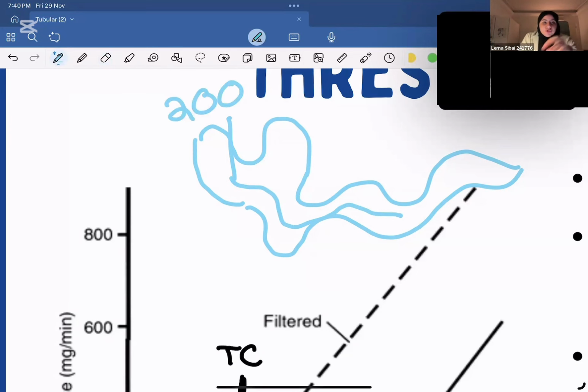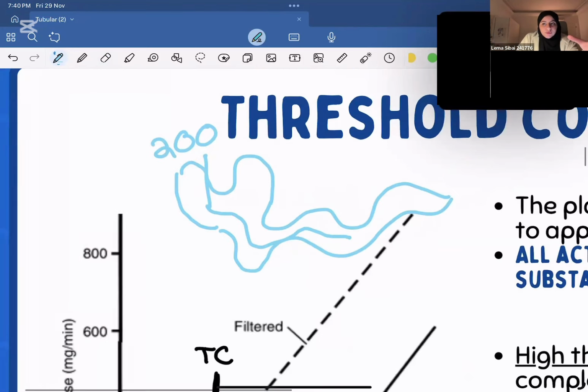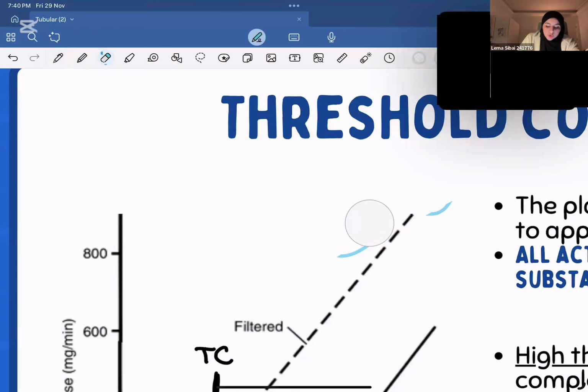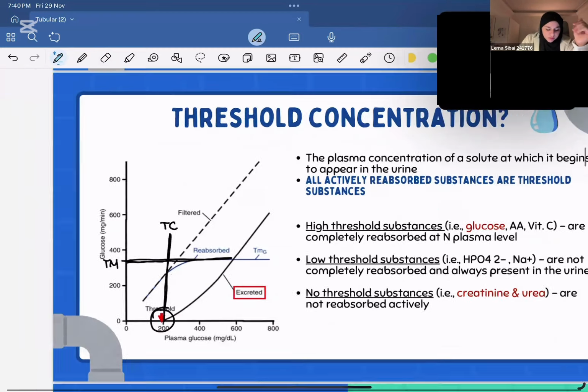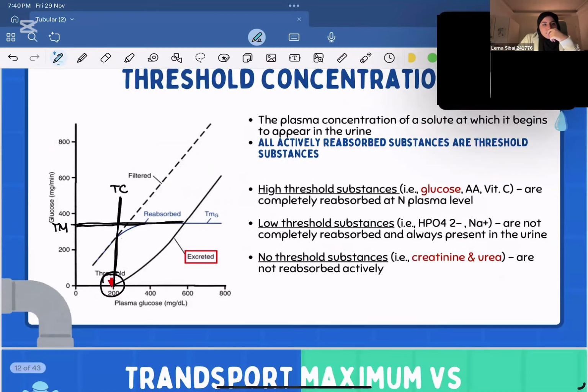But 200 just means that there's so much glucose that it begins to affect one of the nephrons. As soon as one of the nephrons doesn't have enough channels to manage this amount of glucose, it will start to excrete glucose in the urine. So it's a specific amount of plasma glucose that's being filtered that will be seen in the urine, which is 200 milligrams per milliliter, I think.